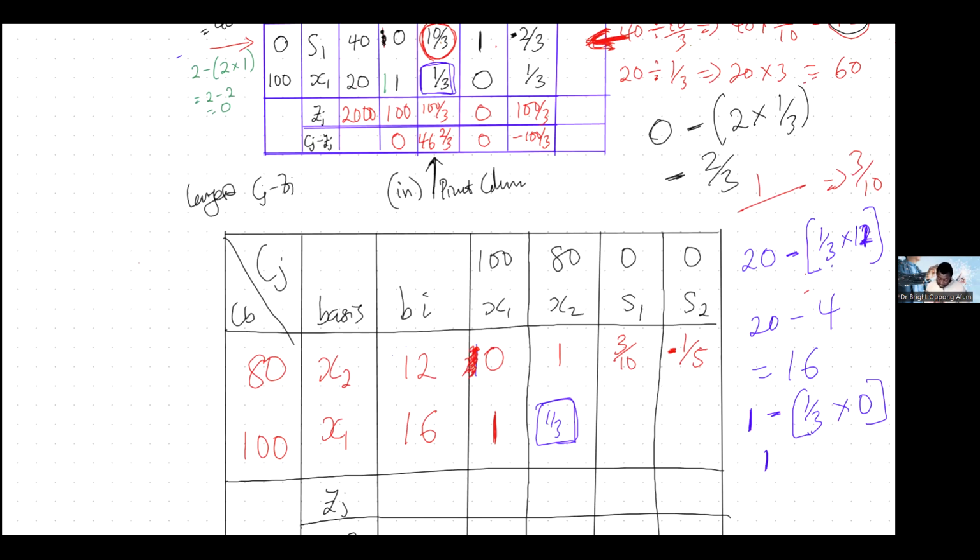Now, the old number is 1 on 3. So we are filling this area. The old number is 1 on 3 minus, in brackets, 1 on 3 times the new number.